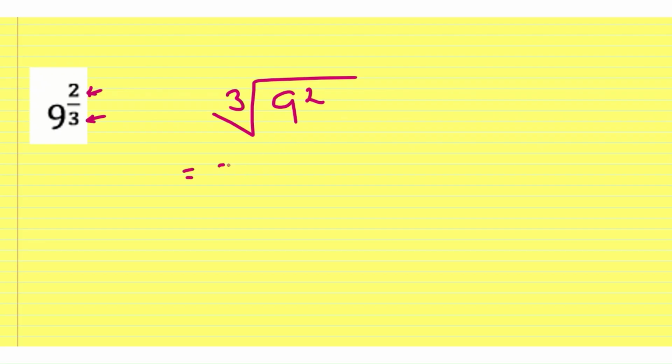Okay, our next problem says 9 to the 2/3 power. Again, we got the root on the bottom and the power on the top. So I'm going to do the cube root of 9 squared. Okay, so we can square 9, right? What's 9 times 9? It's going to be the cube root of 81. Okay, can I take the cube root of 81? Well, I don't know. So let's go up here.